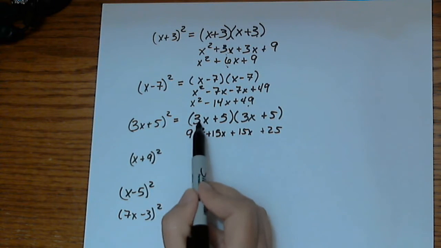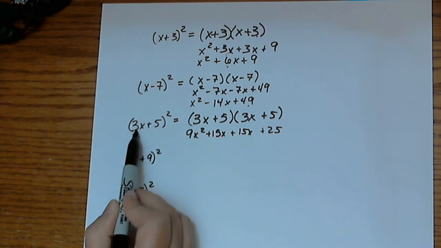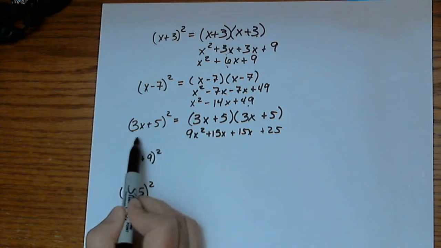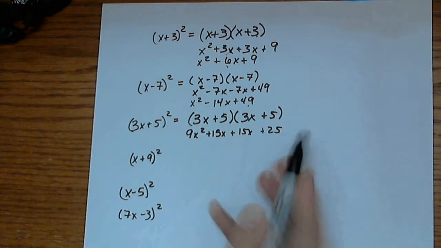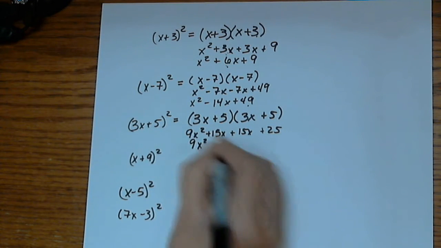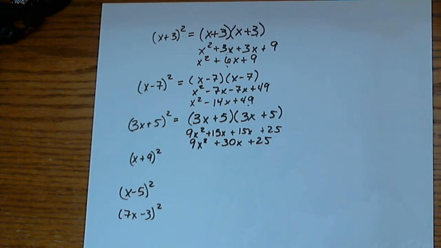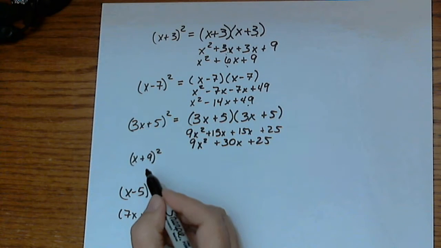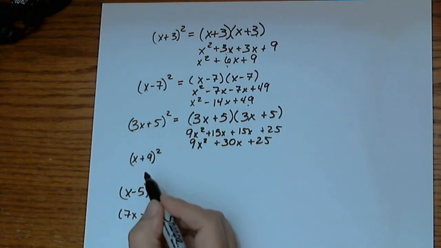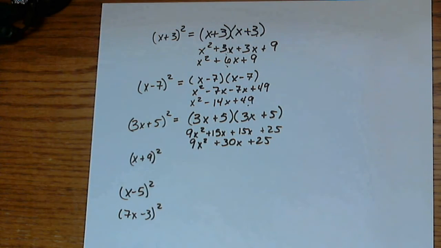So that outer term here, 3x times 5, that's the same thing as first times last in our original binomial. So 3x times 5 is 15x. 15x times 2 is 30x. So 9x squared plus 30x plus 25. Okay, so now do you think that we can do these other squares of a binomial in one step, just one step and not two? Can we do it in one step and not two?